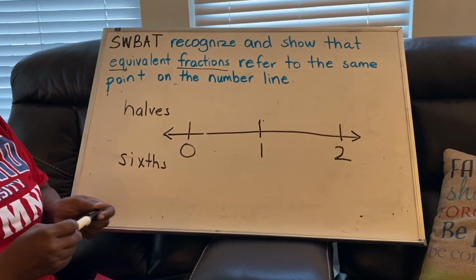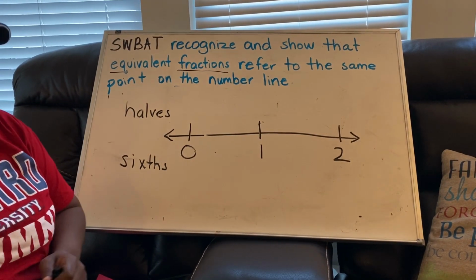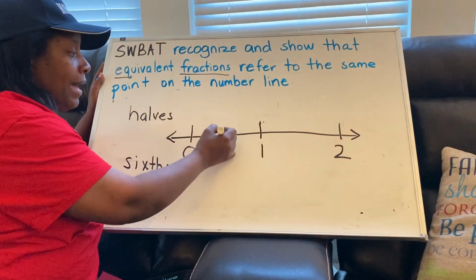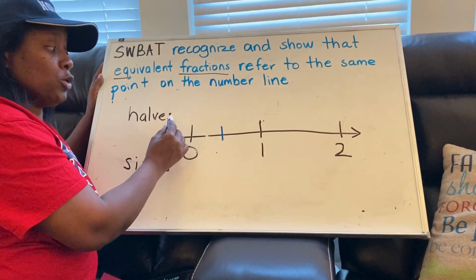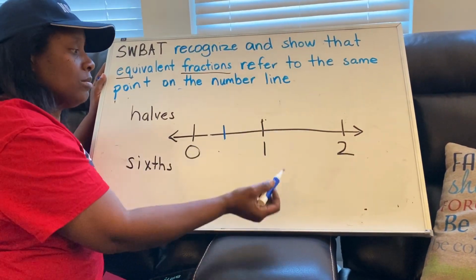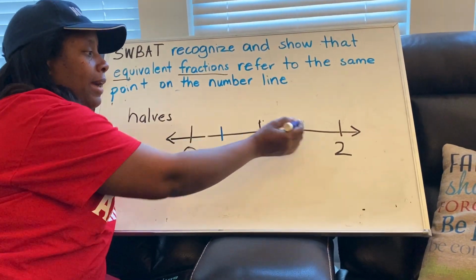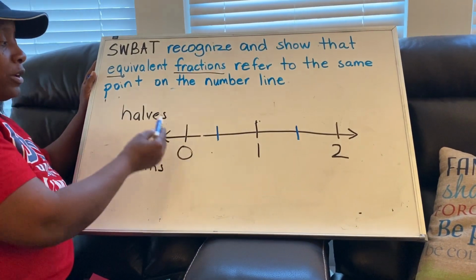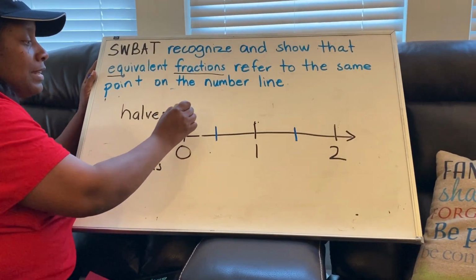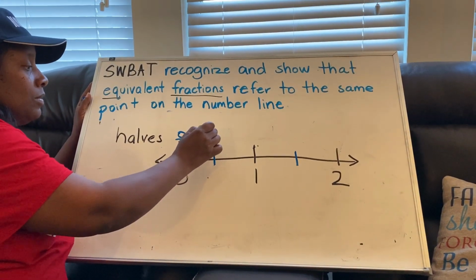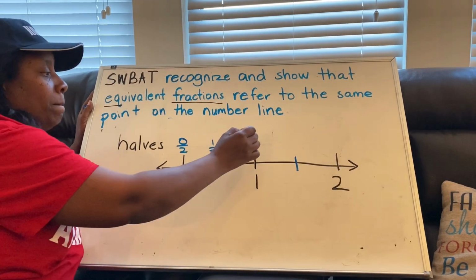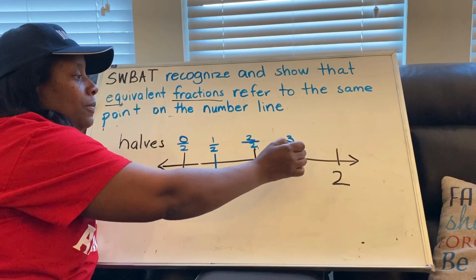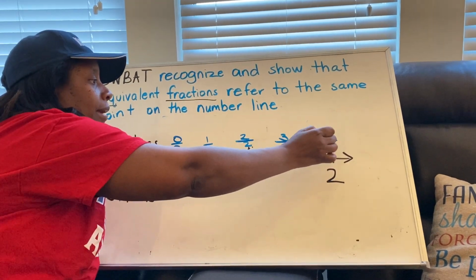Okay, so we're going to try this again with halves and sixths. So again, from 0 to 1, halves, because I want to count 2 equal parts. 1, 2. From 1 to 2, half, because that's 2 equal parts. 1, 2. So I'm going to go ahead and label my halves. 0 halves, 1 half, 2 halves, 3 halves, and 4 halves.